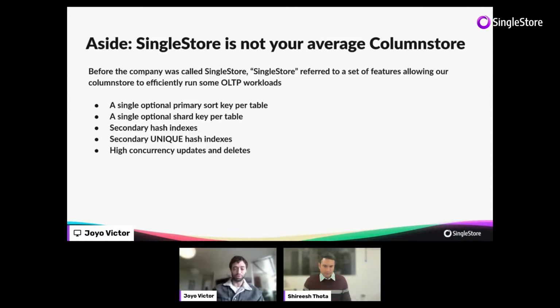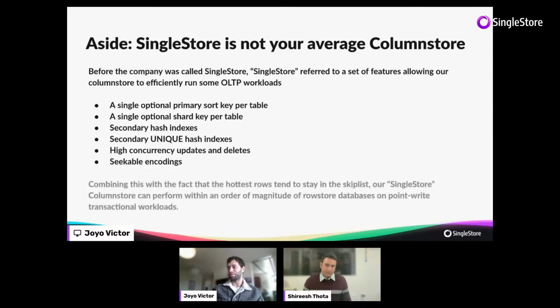They just run their workload and they say, oh my God, I'm running an operational workload on column store and it doesn't suck. We have seekable encodings. All of our column store encodings have the extra constraint that they must be seekable. Surprisingly, adding this constraint doesn't really affect scan performance at all. So that's a W. And if you combine this with the fact that the hottest rows tend to stay in the skip list, the SingleStore column store can get within an order of magnitude of row store, which, it's a scale out system.